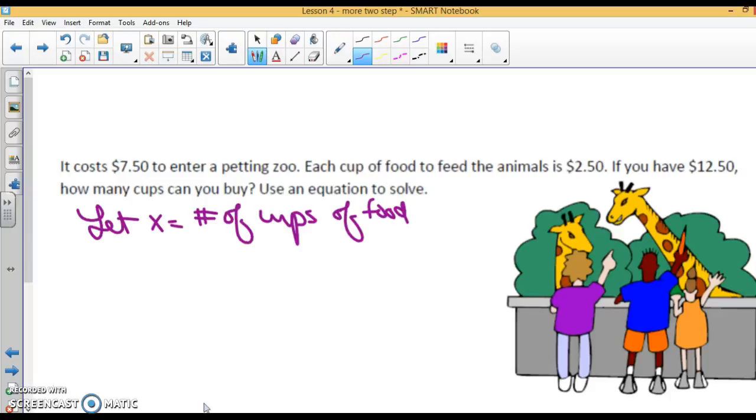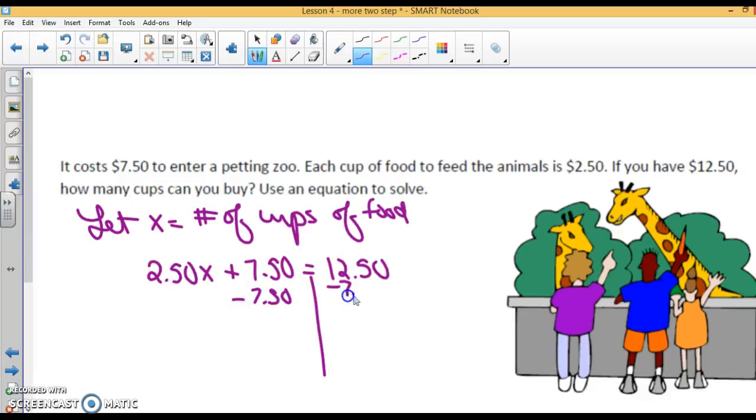So, let's look at this. It costs $7.50 to get into the zoo, and it costs $2.50 for each cup of food. Well, we're buying x cups. So, 2.50x plus the original $7.50 to get in the door, and we've got $12.50 to spend. So, 2.50x plus $7.50 equals $12.50. How do we solve this? We need to subtract $7.50 from both sides. So we'll have 2.50x equals $5. Divide both sides by 2.50.